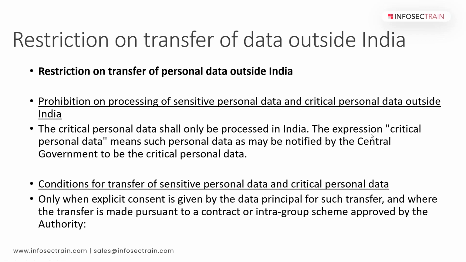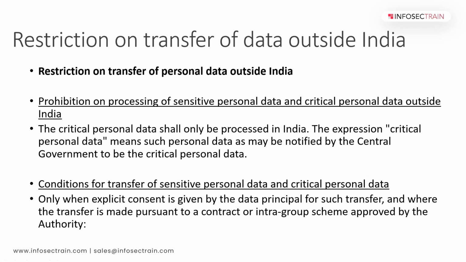And if you look at this one, such personal data may be notified by the central government to be critical personal data. So critical personal data shall only be processed in India. If you want to send it out, then it has to be notified. Conditions for transfer of sensitive personal data: only when explicit consent is given by the data principal for such transfer and where the transfer is made pursuant to a contract. Again, whatever activities are there, it is always going to be governed by the central government. So everything is centralized here.